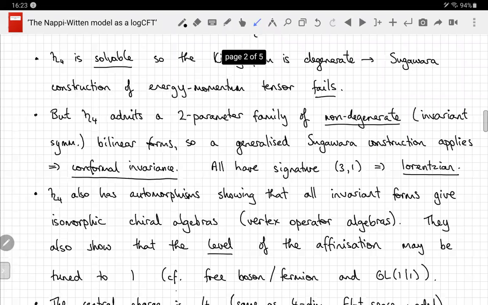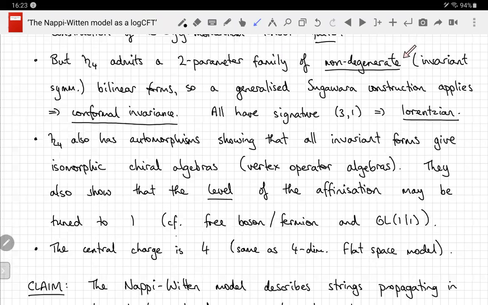Now if we've got heaps and heaps of non-degenerate bilinear forms, doesn't that mean we get lots and lots of different energy momentum tensors, and so lots of different types of conformal field theory? The answer, luckily, is no, because there's also a bunch of automorphisms of this algebra. When you take those into account, all of these different invariant forms end up giving you exactly the same chiral algebra. So you get the same conformal structures. Chiral algebra here is the physics term. Mathematicians will call this thing a vertex operator algebra.